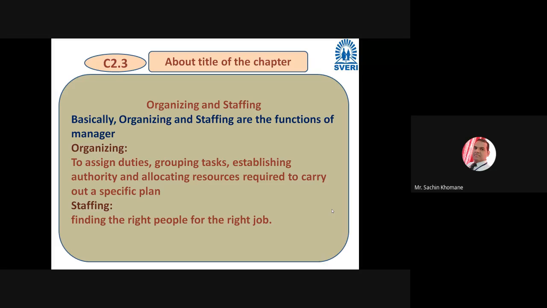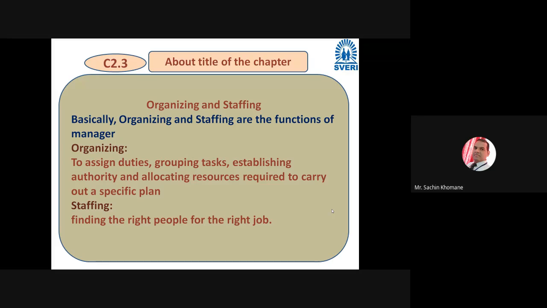Organizing means giving the duties, assigning the duties, grouping the tasks. If you have so many tasks or big tasks, you have to group them into small tasks, and you have to assign that particular task to a group of people. Establishing authority means finding the leader for a certain task, finding one leader, and giving that particular task to that particular group.